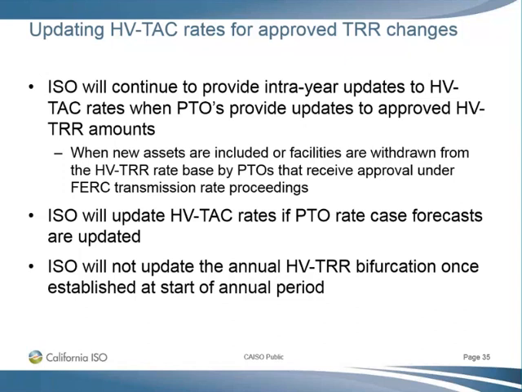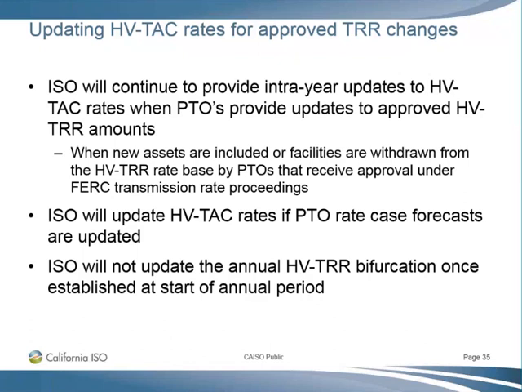And then the last bullet here is just to note that we're going to do the TRR bifurcation process with the system-wide load factor calculation. We're only going to do that at the start of the annual period, as we noted in the previous slides, and it won't be updated throughout the year. So that's an overview of what will be changing throughout the year as the ISO receives new numbers from PTOs, and what we think would need to stay consistent.